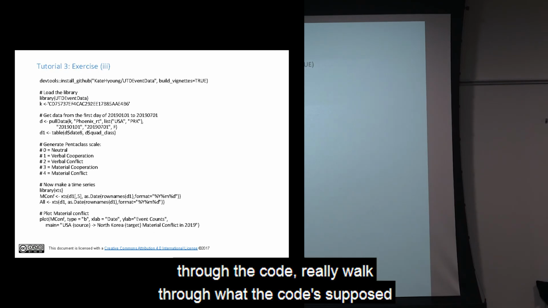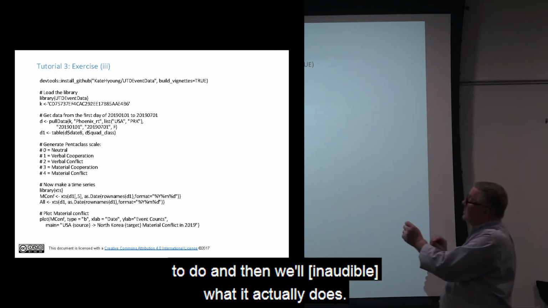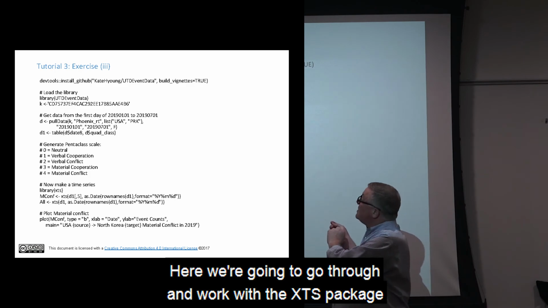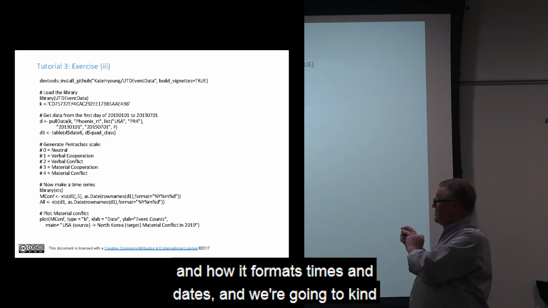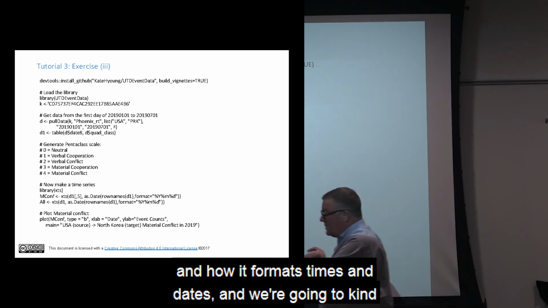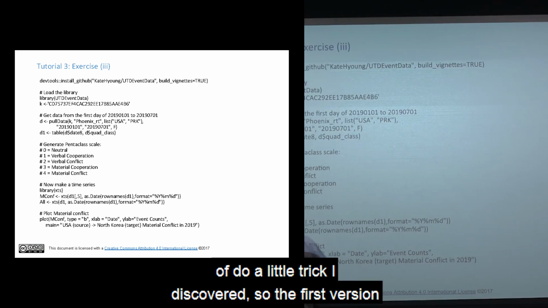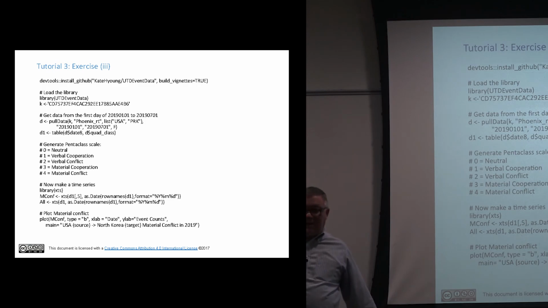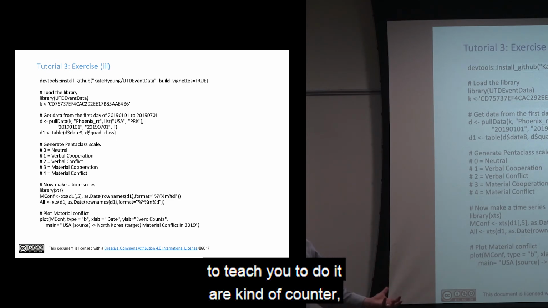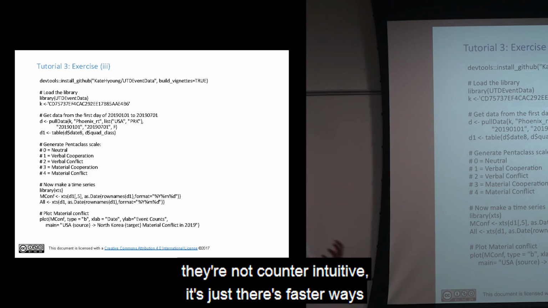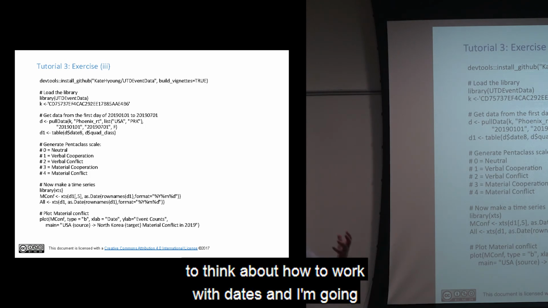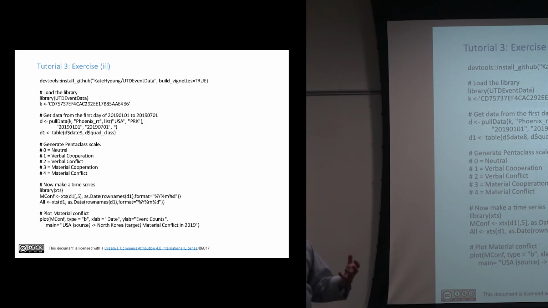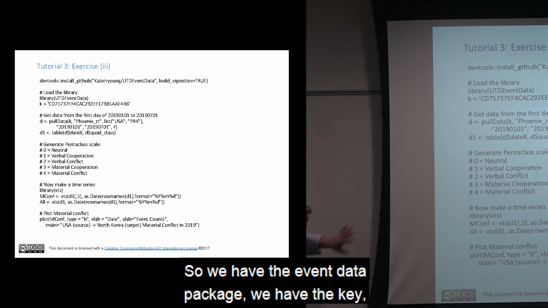So here, let me walk through what the code's supposed to do, and then we'll walk through what it actually does. Here we're going to work with the XTS package and how it formats times and dates, and we're going to do a little trick I discovered. The first version of this, Zara did, it covered like 2 slides. I'm not trying to embarrass her, but your initial way of doing this versus the way I'm going to teach you are not counterintuitive. It's just that there are faster ways to think about how to work with dates, and I'm going to show you one of them here.